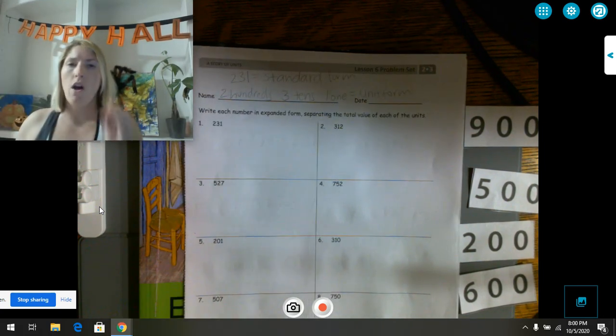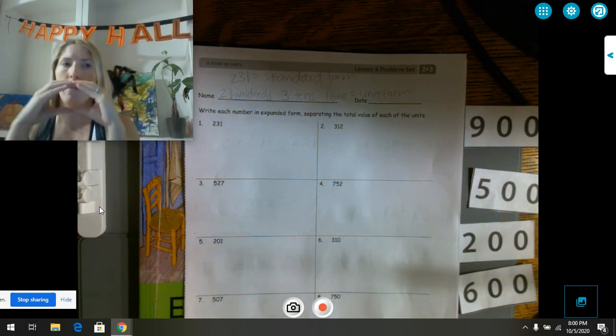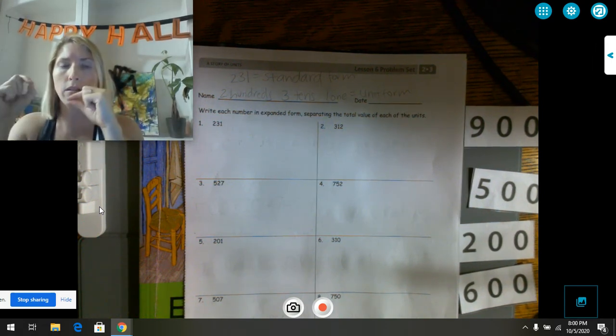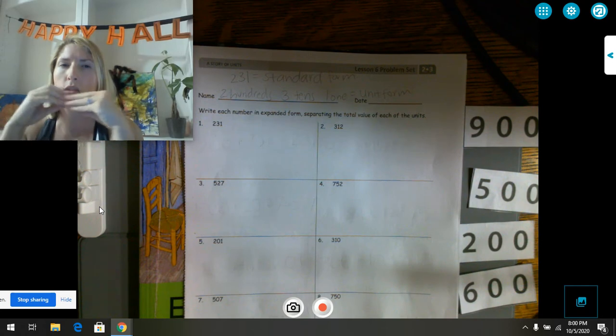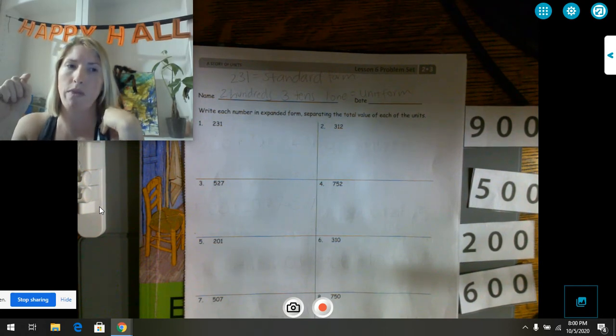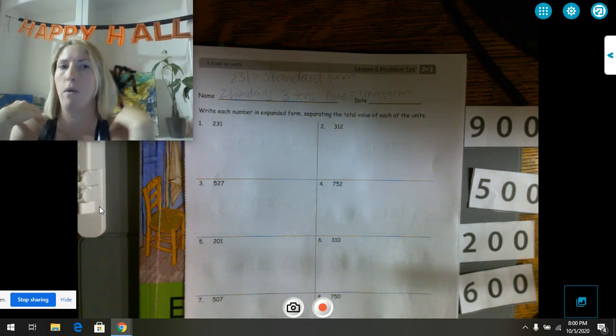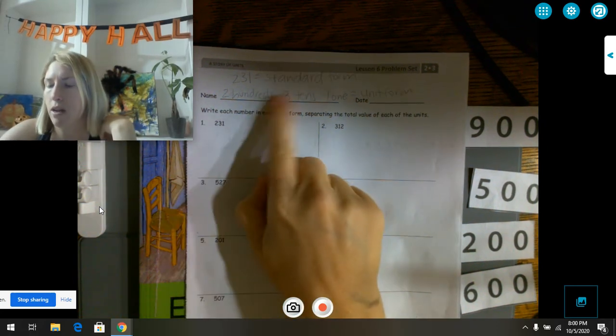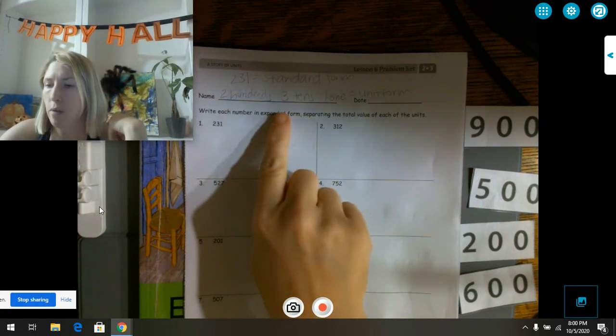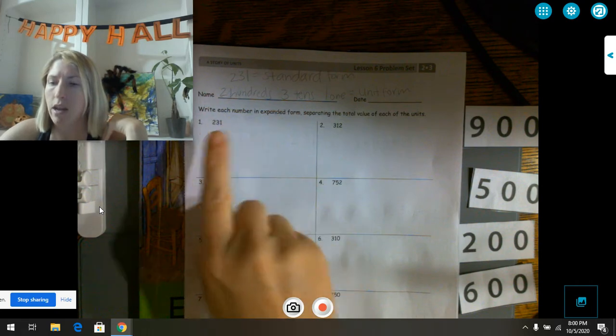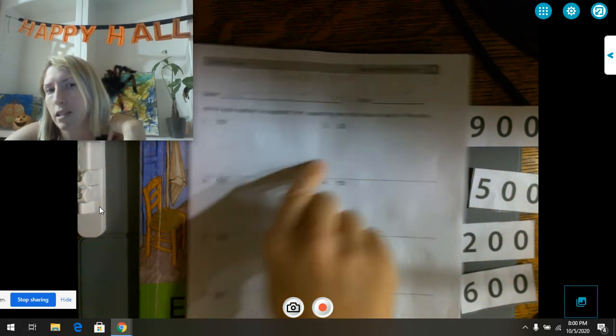So remember on our last lesson how we did the number bonds and there was the whole and then we had the 3 parts? Well, expanded form is just taking those 3 parts and putting a plus sign in between them and whatever it equals, okay? So here's 231 in standard form. Here's 231 in unit form that we learned last time. Now we're going to put 231 in expanded form.